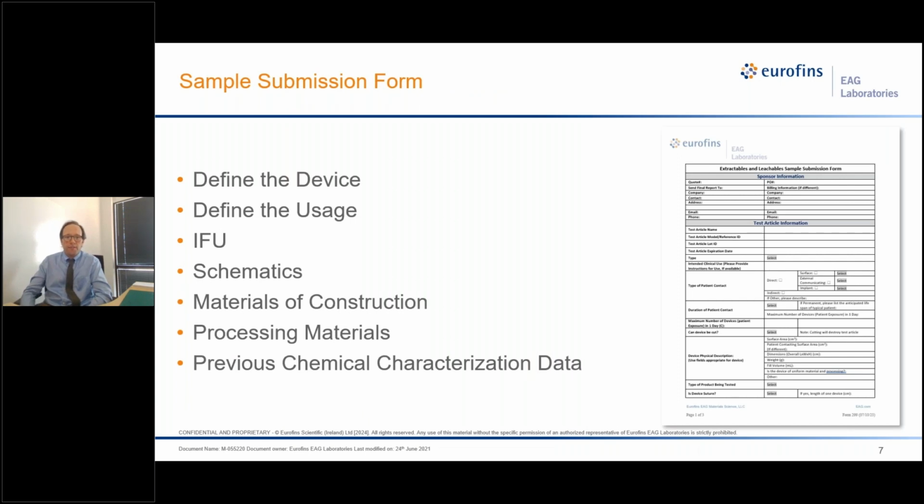Next thing I'd like to talk about is the sample submission form. This is a really important piece of information that's going to help determine sample requirements and ultimately the protocol design of the experiment. The things that you'll typically see in the sample submission form are going to be things to define the device, define the usage, request for instructions for use, schematics, materials of construction, processing materials, and potentially previous chemical characterization data.